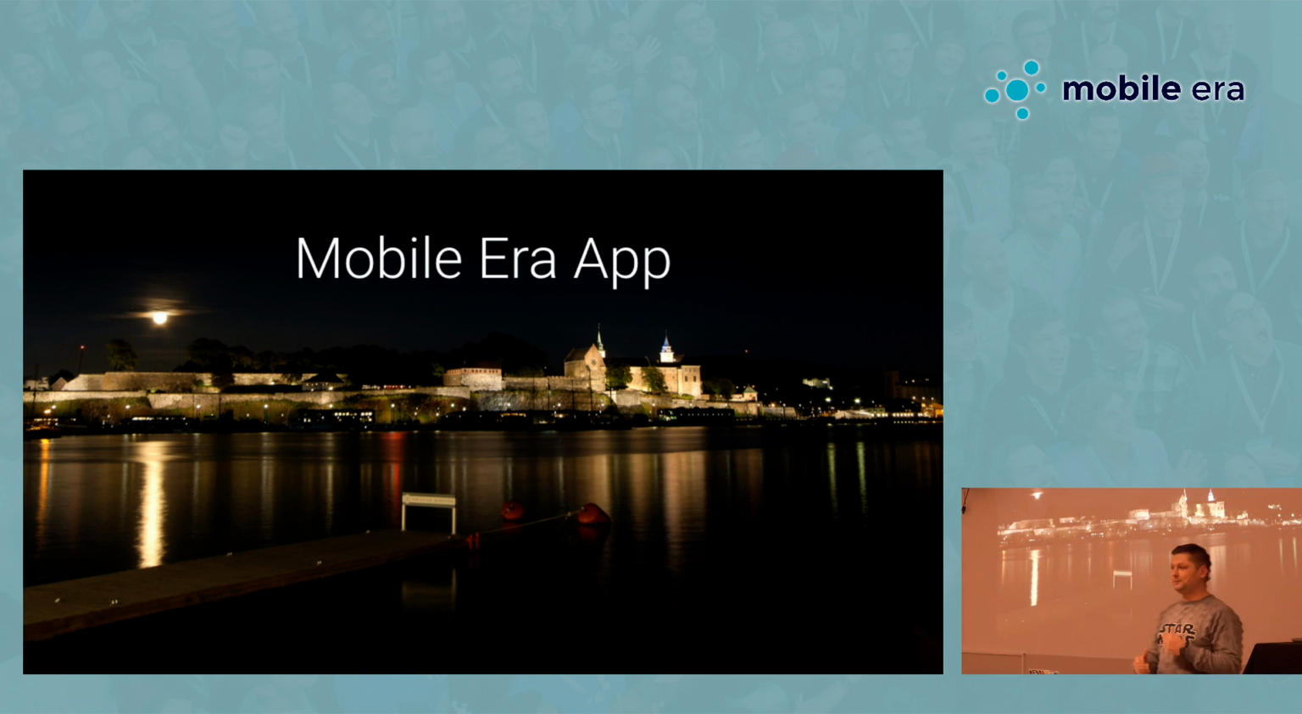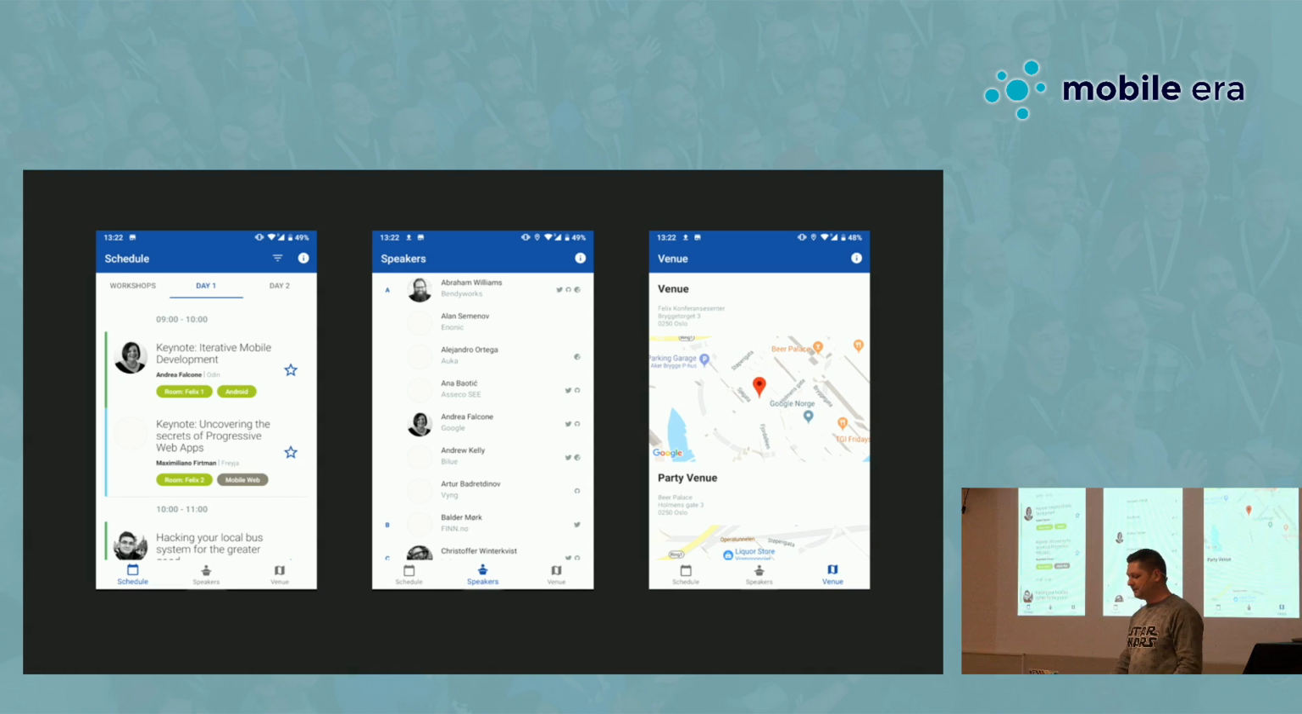What I want to try to build right now is the Mobile Era app, the same one that we have for Android. It's actually 3 views: the venue with some text and maps, the speakers list, and the schedule. We also have an app drawer and filtering. So it's a basic application, but we'll see how much of it we will do during this session.